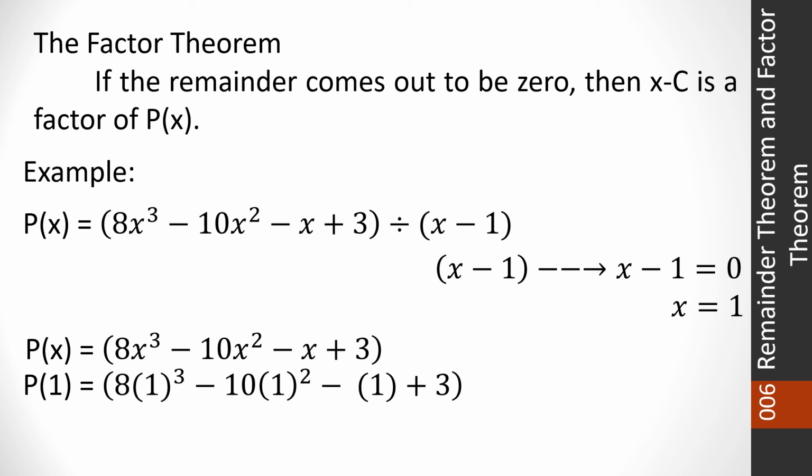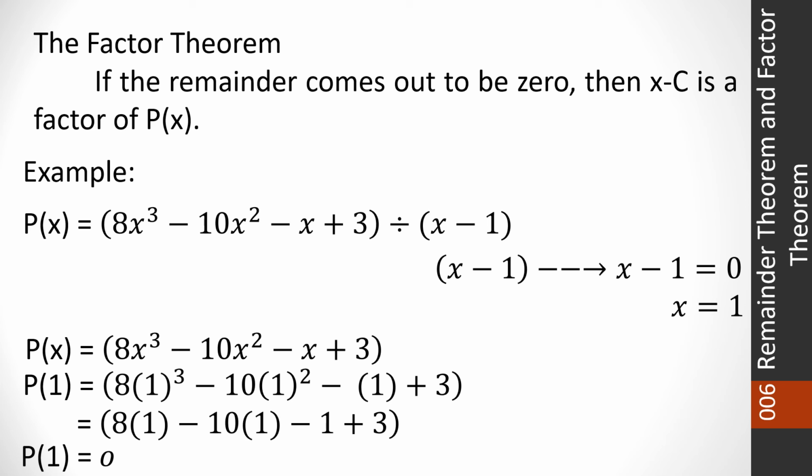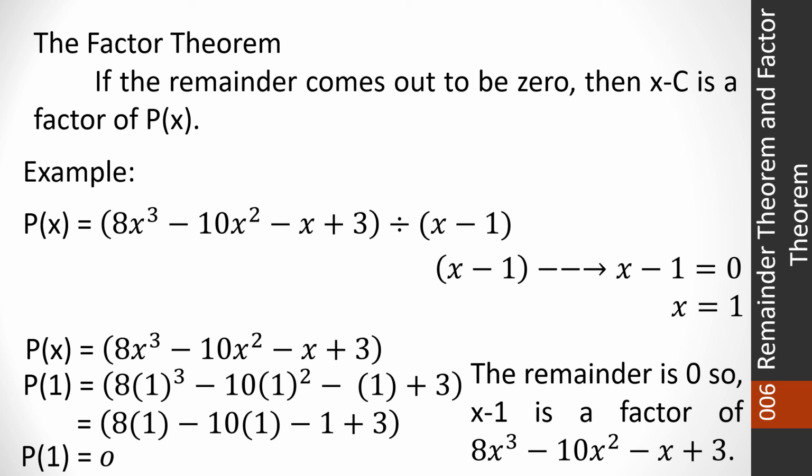Okay, so simplifying the given, cube of 1, we have 1. Okay, we have 1 for the cube of 1, then we have 1 for the square of 1, and negative 1 times positive 1, so we have negative 1. Okay, proceeding with the operation, so we have p of 1 equals to 0. Okay, so since naging 0 yung p of 1 natin, that means there is no remainder. Therefore, x minus 1 is a factor of 8x cubed minus 10x squared minus x plus 3.